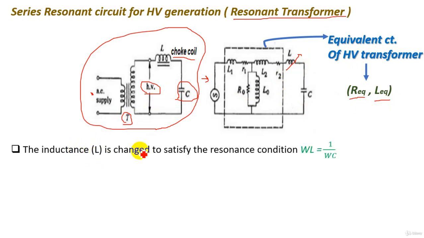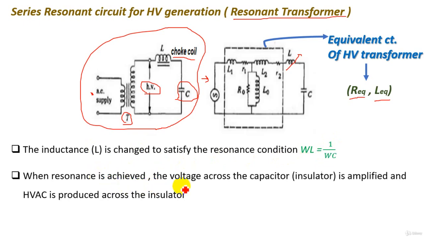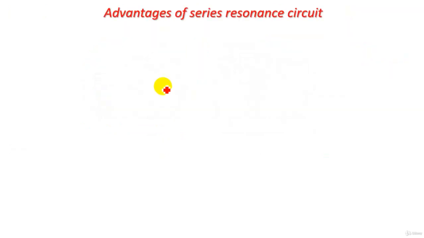The inductance L is changed to satisfy the resonance condition omega L equals 1 over omega C. When resonance is achieved, the voltage across the capacitor, which is the insulator in our case, is amplified, and high voltage AC is produced across the insulator. So this is the simple operation of the series resonance circuit for high voltage generation. We make use of the resonance phenomenon to produce high voltage AC at power frequency.